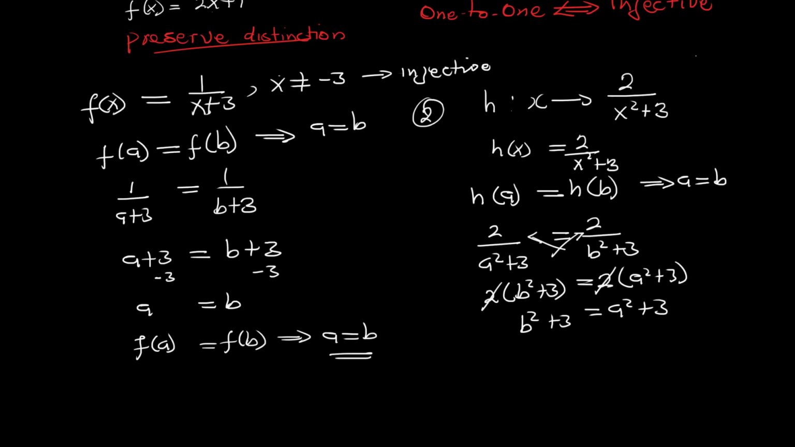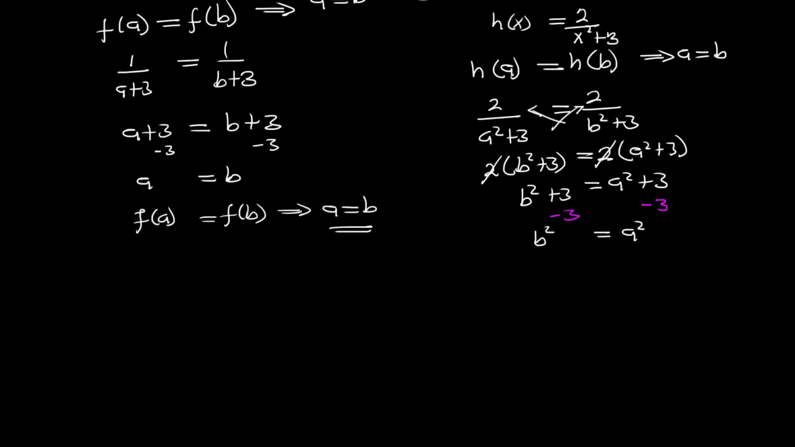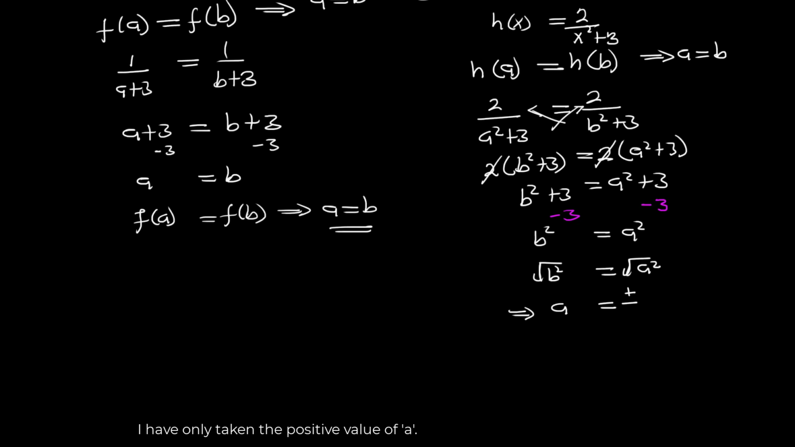We can subtract 3 from both sides. This will be equal to b squared equals a squared. Now, at this point, we can find the square root of both sides. So we find the square root of b squared, and that will be equal to the square root of a squared. If we turn it around, we have a equals plus or minus b. This is because the square root of any number is plus or minus. Now, here, what it means is that we have a equals b and a equals minus b.